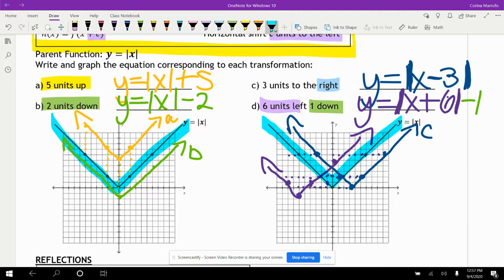So you take the parent function, you move 6 to the left and 1 down, and that is my new graph. I'm going to go ahead and put the letter D here to show me that that was my graph for D. All right.